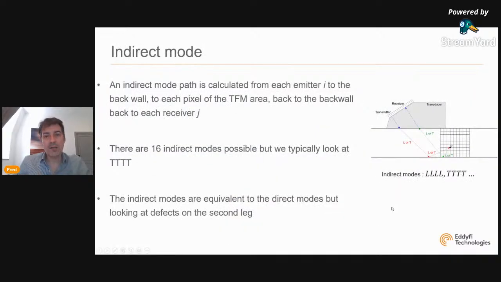All right, so we also have the indirect modes. The indirect mode involves 2 reflections off the back wall. So we propagate through the component, have a first reflection off the back wall, go to the pixel, back to the back wall, and back to all the receivers. So you have 4 letters. Typically we use the 4L or the 4T, but you have to know that you have typically up to 16 indirect modes. So we rarely use 16 indirect modes.